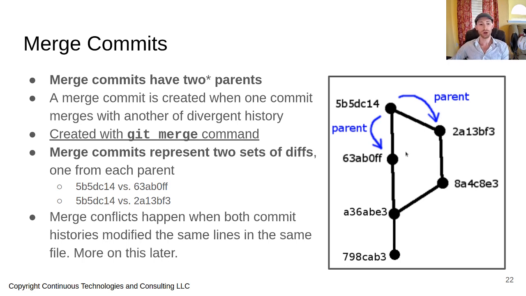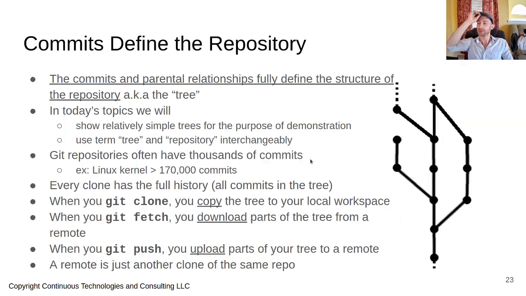Now, when you do the merge, you won't always get a merge conflict, but you will get a merge conflict if both commit histories modify the same lines in the same files, and we'll talk about this in detail later in the course. So the most important thing to understand about Git, and if you only take one thing out of this course home with you in your brain, this is the slide to take.